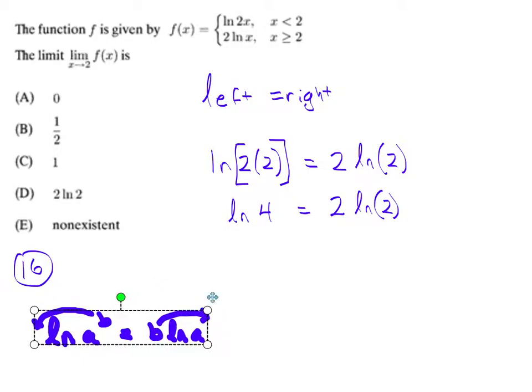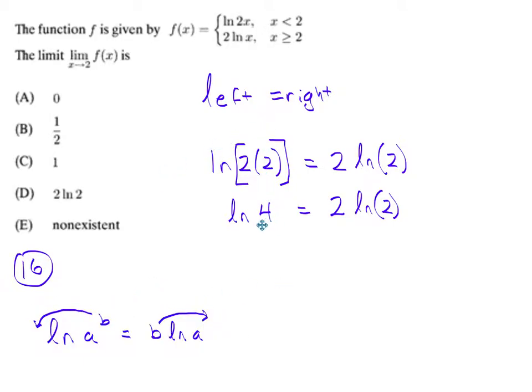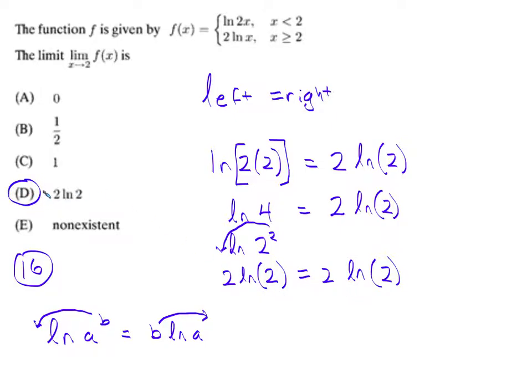It's so nitpicky. That means that natural log of 4, I can rewrite this as natural log of 2 to the power of 2, and this 2 can come down in front of the natural log. So I have 2 natural log of 2, and again, the right-hand side stays the same, which is 2 natural log of 2. Since both of these are equal to each other, the double-sided limit is equal to this number, which is 2 natural log of 2. The correct answer here is D.